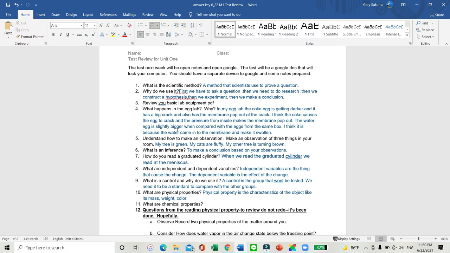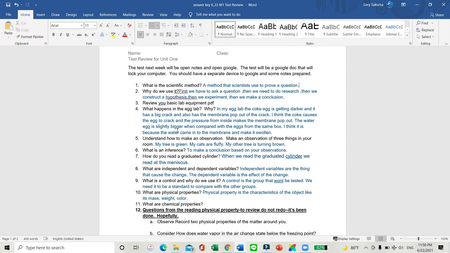You read the graduated cylinder by looking at the meniscus, the bottom edge of the liquid in the graduated cylinder. Your independent variable is the thing that causes the change, and your dependent variable is what the measurement will be, and you read the effect of the change. The control is what we use to compare things to.